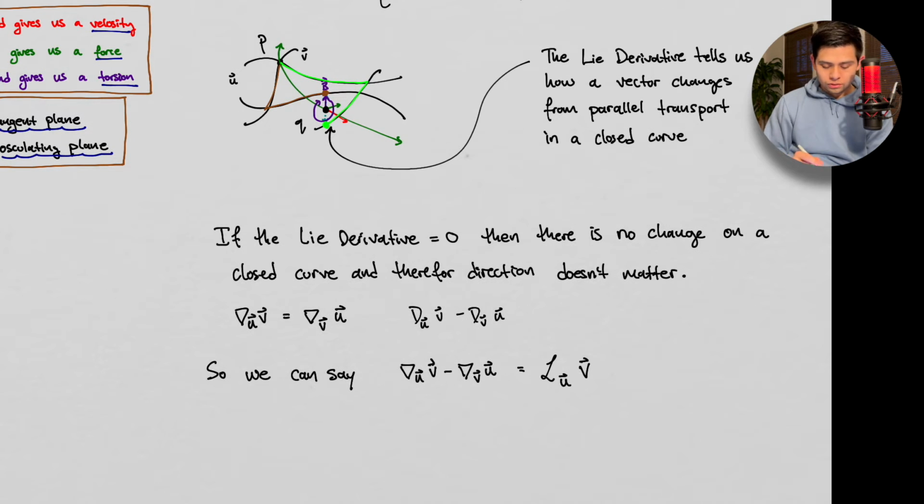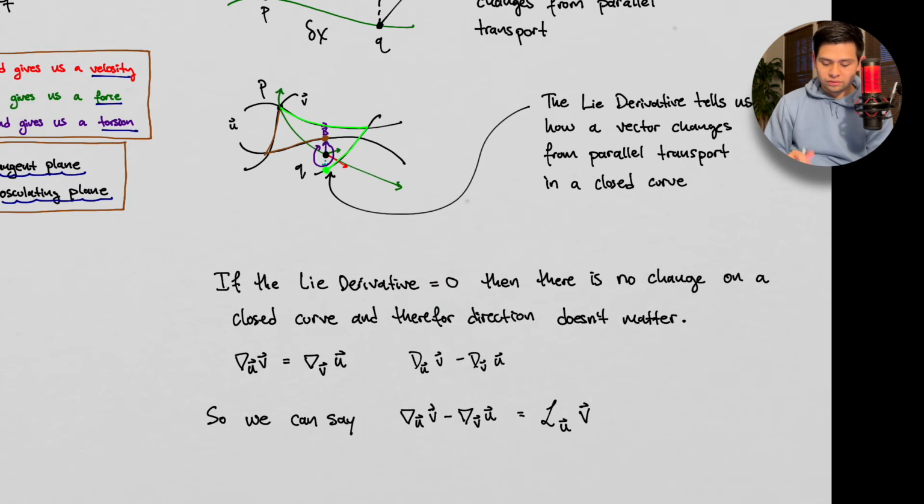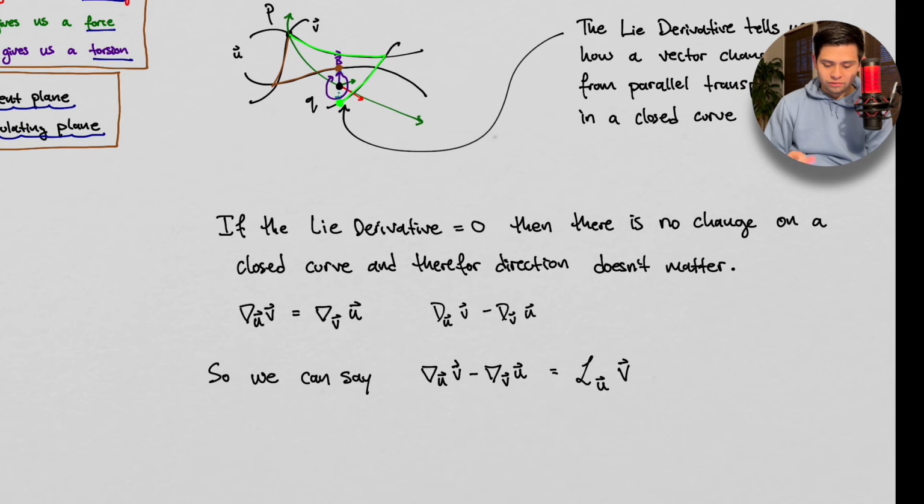Right, and so if the Lie derivative equals 0, the Lie derivative is going to tell us something about the change in this change right here. So if this is 0, then there's going to be no change on the curve, and therefore the direction by which we travel, either in the green direction here or the brown direction, is not going to matter. That's to say that this is going to be a closed curve.